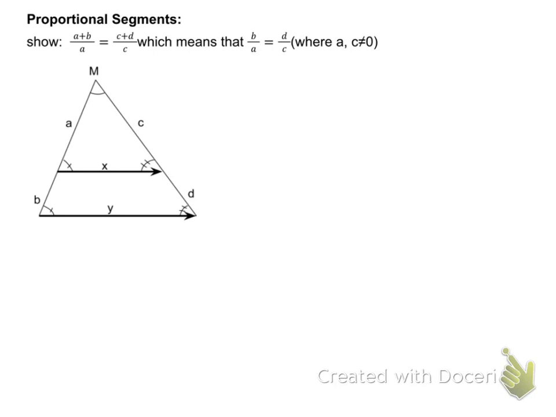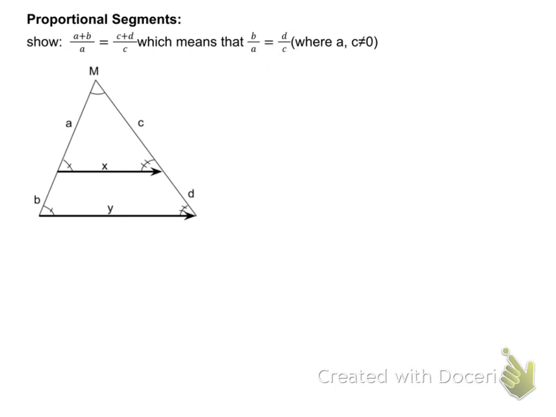This one's talking about proportional segments. They want us to show that (A plus B) over A is equal to (C plus D) over C, which actually means B over A equals D over C, where A and C cannot equal 0. I'll show you that step after we establish the ratios to be the same.